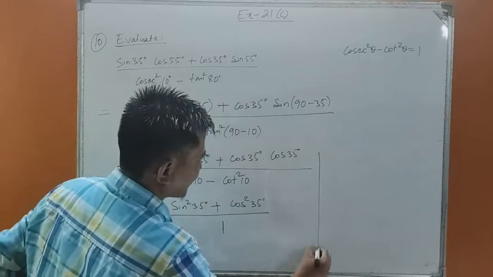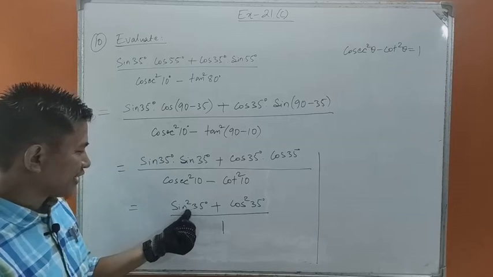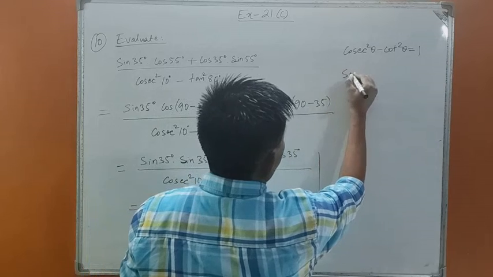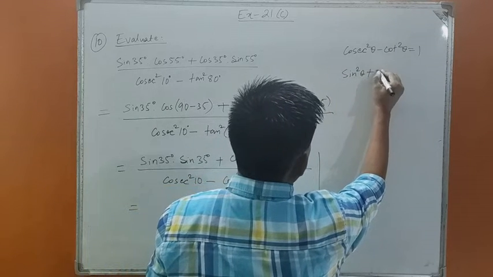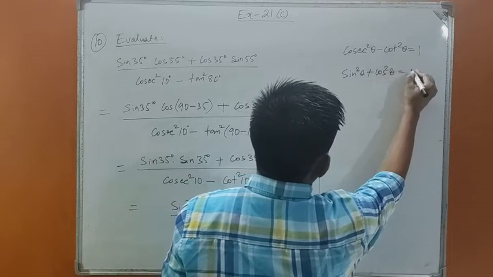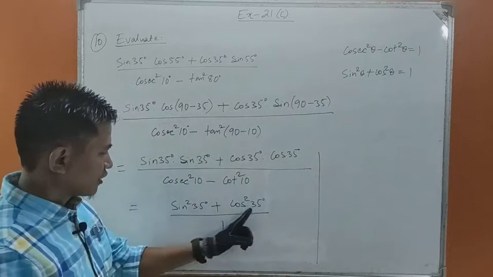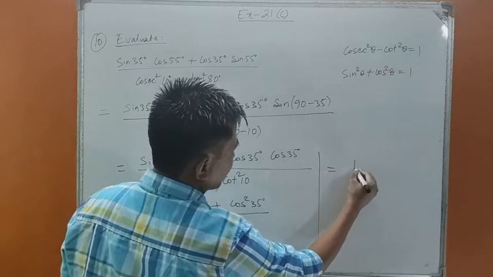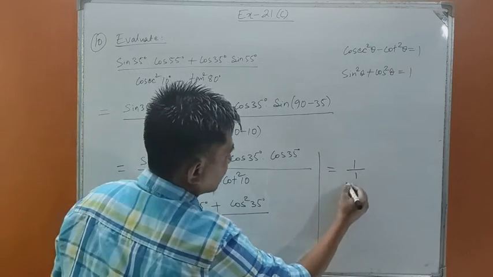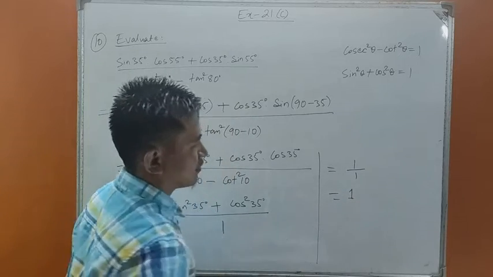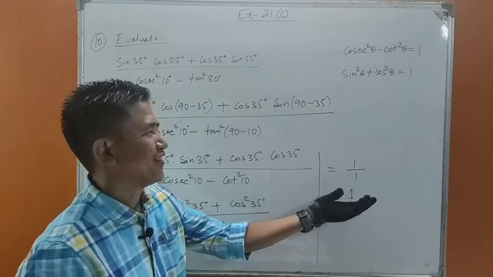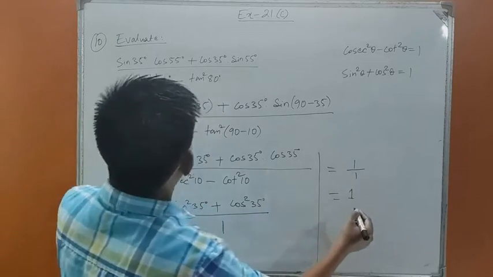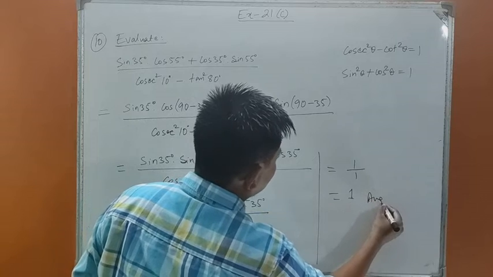I hope so. So in the numerator we have sin square theta plus cos square theta, and the angles are the same. Sin square theta plus cos square theta equals 1, so we get 1 upon 1. 1 upon 1 means 1. Every number has 1 in the denominator, so we need to mention this 1 in the denominator. So the value of this expression is 1. This is the answer.